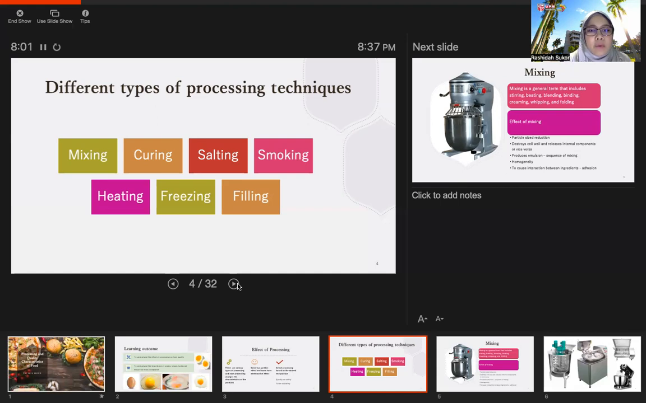One of the most widely used processing techniques is heating. Heating means you have to see what type of heating techniques and also parameters are being used. Of course, different industries will use different parameters. Then you have to see specifically what parameters are being used for heating.